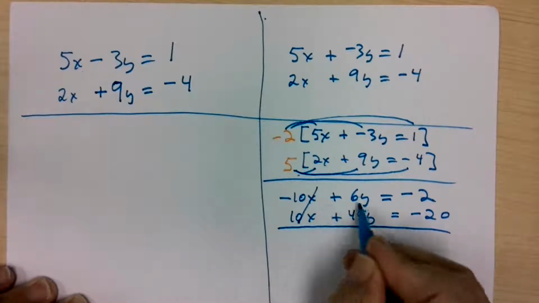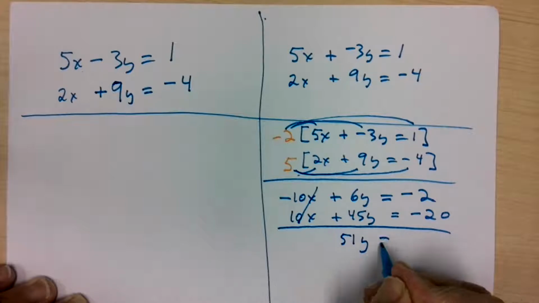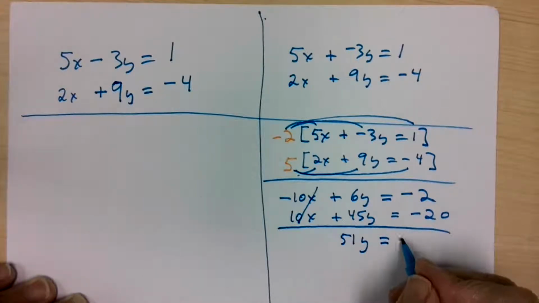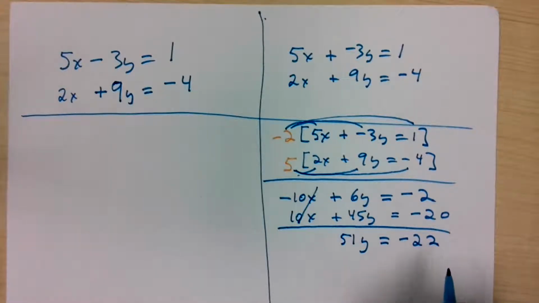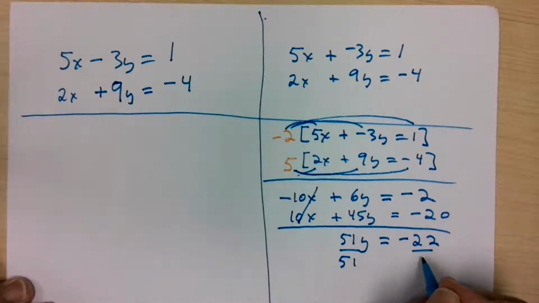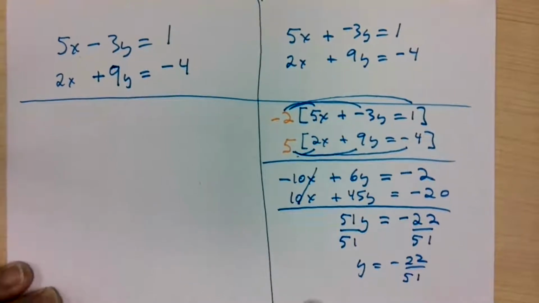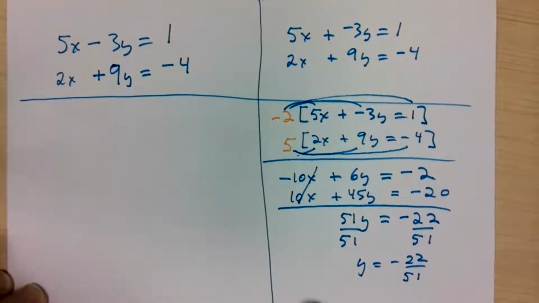And you'll see what happens. The x's go away. 6y and 45y is 51y. -2 and -20 is -22. Divide both sides by 51. And we get this very unpleasant looking answer of y equals -22 over 51. And I certainly do not want to plug that in to evaluate x.